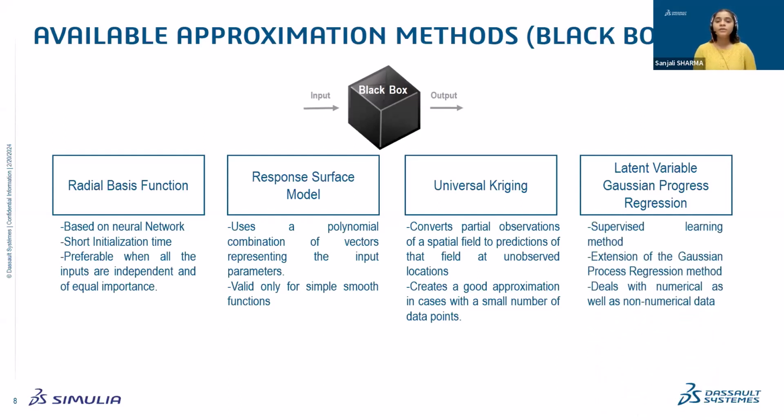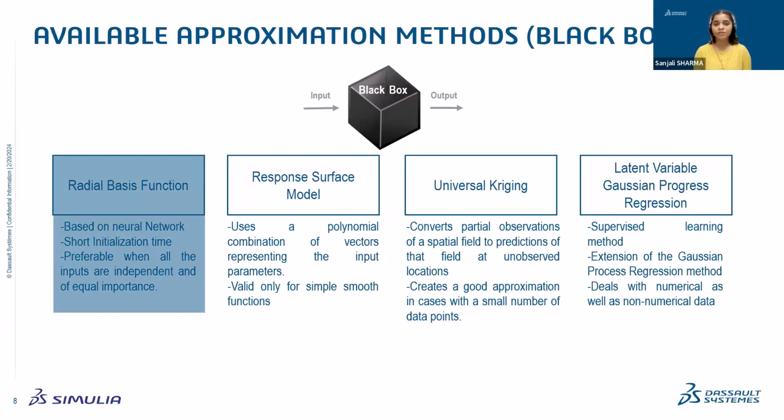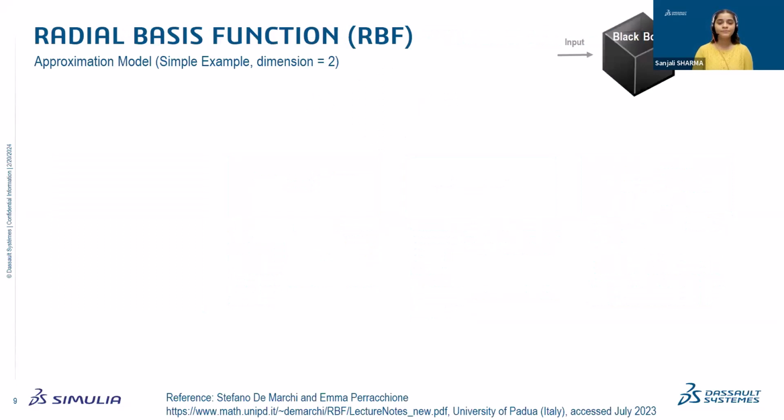The last one is the latent variable Gaussian process regression method. It is a supervised learning method, and it is very similar to the universal Kriging method. It is an extension of the Gaussian process regression method. The thing that makes it different from universal Kriging is that it can handle numerical as well as non-numerical data, which includes strings. In this project, we have taken the radial basis function, and that's why I'll explain more about it in the next slide.